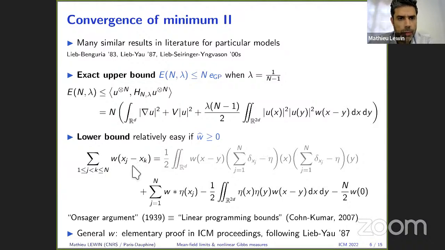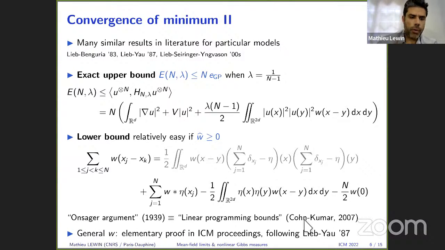So what you have done here is to estimate a two-particle term in terms of a one-particle term. In a sense, you've replaced your interaction by an external potential. And as I explained, when there's just an external potential and no interaction, then the comparison between the two models is easy. So then if you, in the end, optimize over η, you will easily get the lower bound. This we usually call the Onsager argument. It's due to Onsager in '39, but I also would like to emphasize that this is the way that Kohn and Kumar get their linear programming bounds, which were mentioned by Wiazowski on Wednesday.